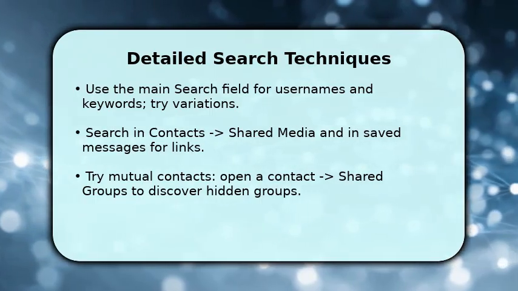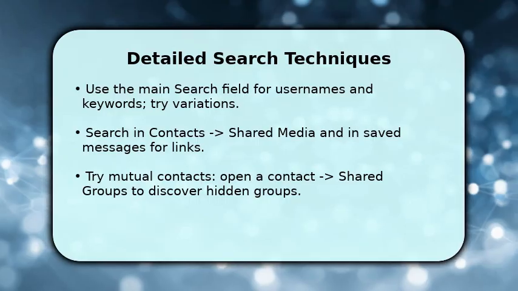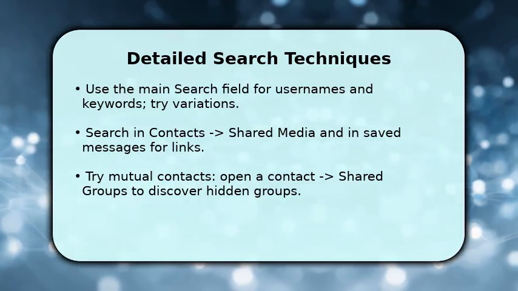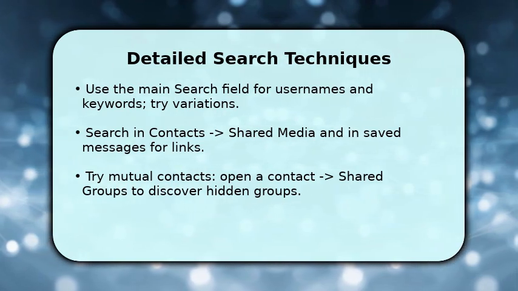If those fail, use mutual contact discovery, open a contact profile, and view shared groups to see private groups you both belong to. These steps reveal indirect paths to groups that don't show up in global search.